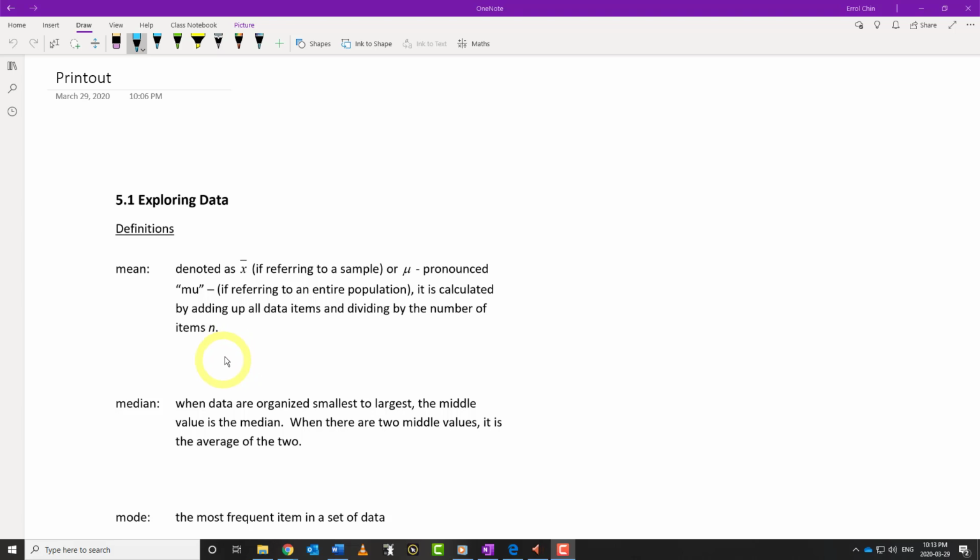Welcome back. This is going to be for FOM 11, chapter 5.1. So this is just the introduction to statistics. But before we begin, I guess we need to go over a couple of definitions.